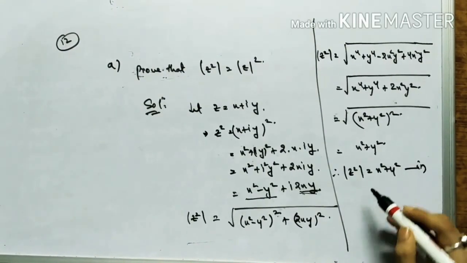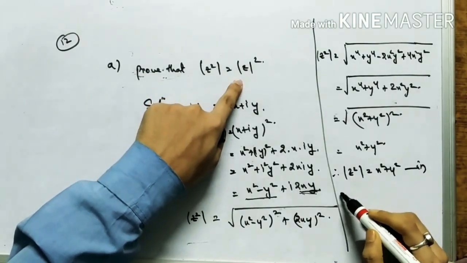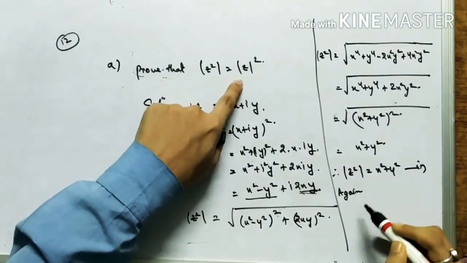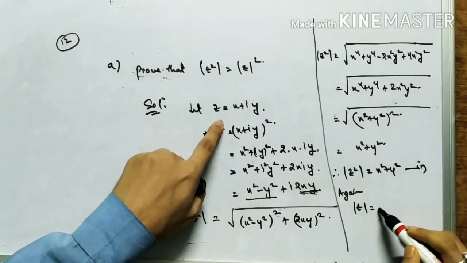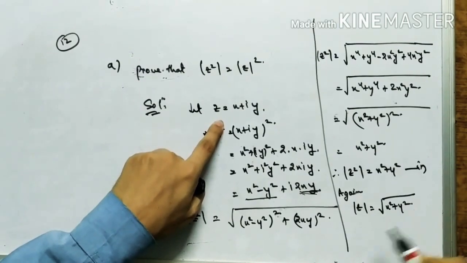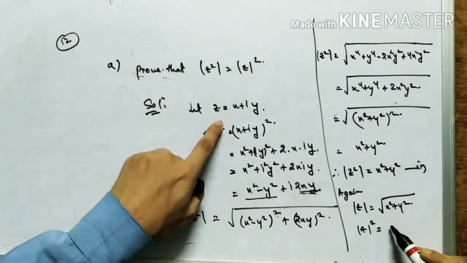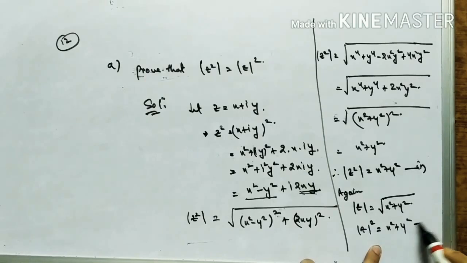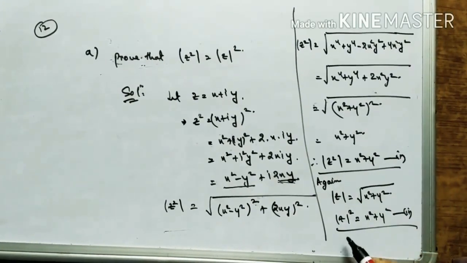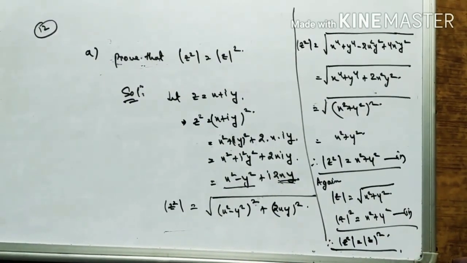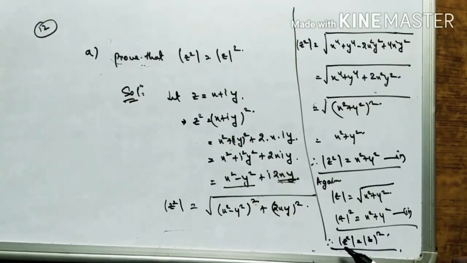Now modulus z equals root over x square plus y square, so modulus z the whole square is x square plus y square. This is our equation number 2. So from 1 and 2, I can say that modulus of z square is equal to modulus z the whole square.